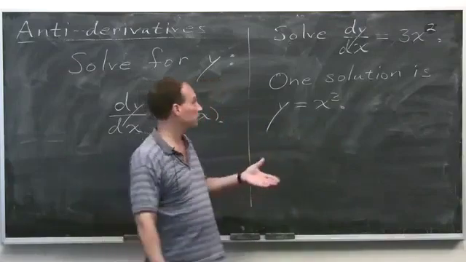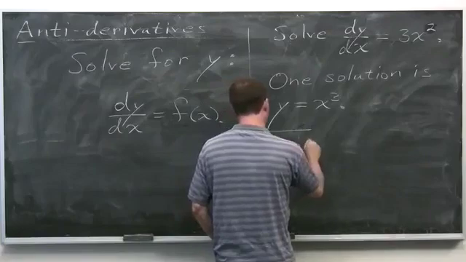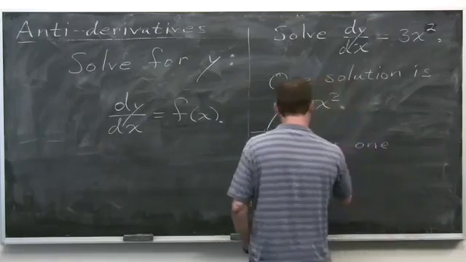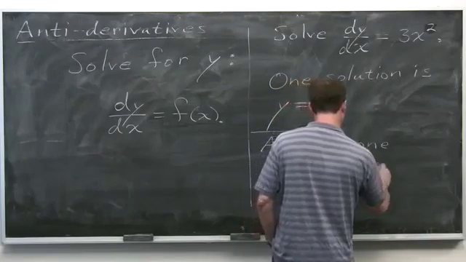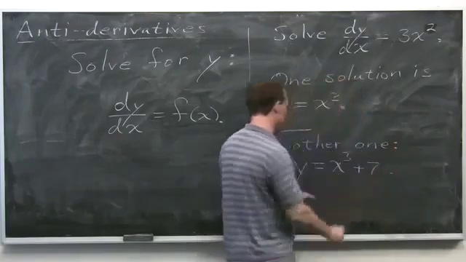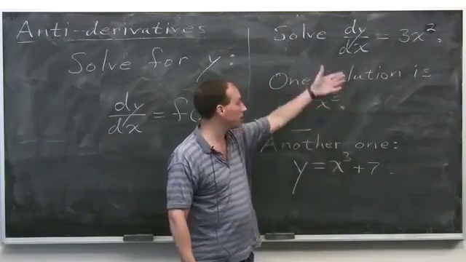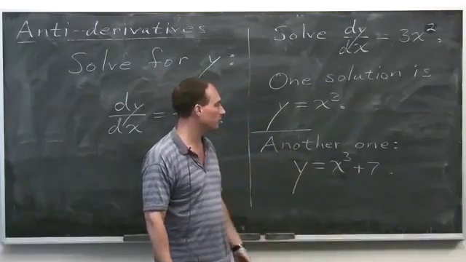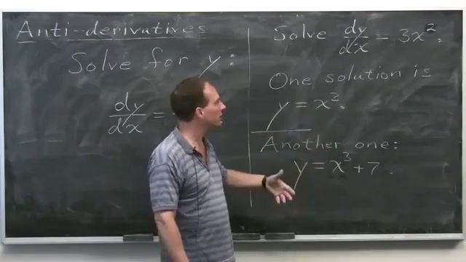Are there others? Sure. There's another one. Y equals x cubed plus 7. Right? Because when you differentiate x cubed plus 7, the derivative of x cubed is 3x squared, and the derivative of 7 is 0. So yes, here's another function whose derivative is 3x squared. But all I did was add a constant.